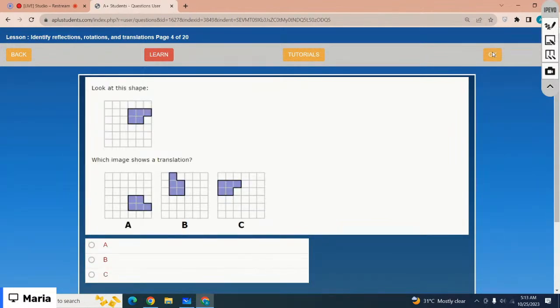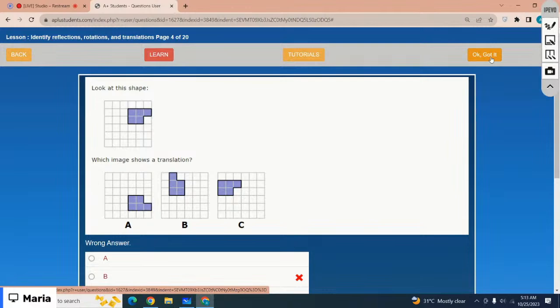Look at the shape. Which image shows a translation? Which is the correct option? B is the translation, isn't it? Yes, the correct option is B. B is the translation. C is the translation. Oh, yes. B is the rotation. C is the translation, right? C is the translation.